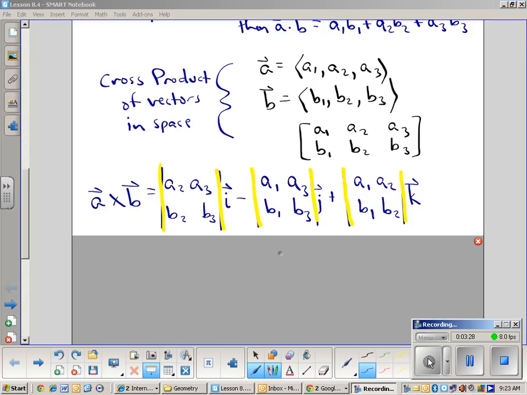AJ made a good point. That X there means it's a cross product, not a dot product. The directions on what you're accomplishing are totally different between those two. I just want to make sure that you understand.